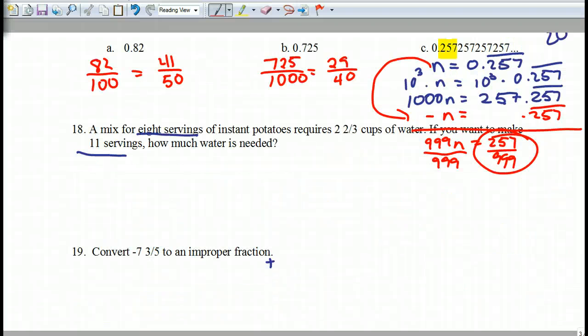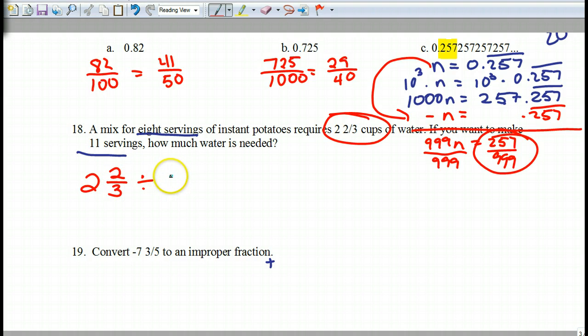On this next one, we have a mix of 8 servings of instant potatoes, and it requires this much of water. What we need to do is take these and divide them into 1 serving apiece. So we have 8 servings, and this is how much we need for 8 servings. So we need to find out how much it is for 1 serving. To do that, we have to divide this by 8. And guess what? You do use this. I use this cooking all the time. If you cook, you will be using this.